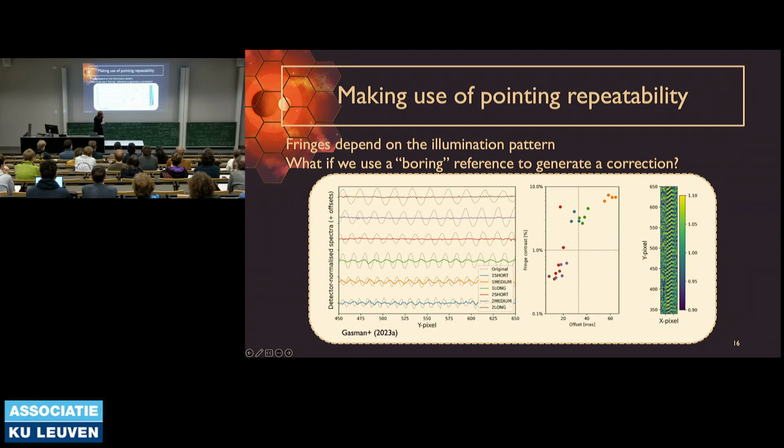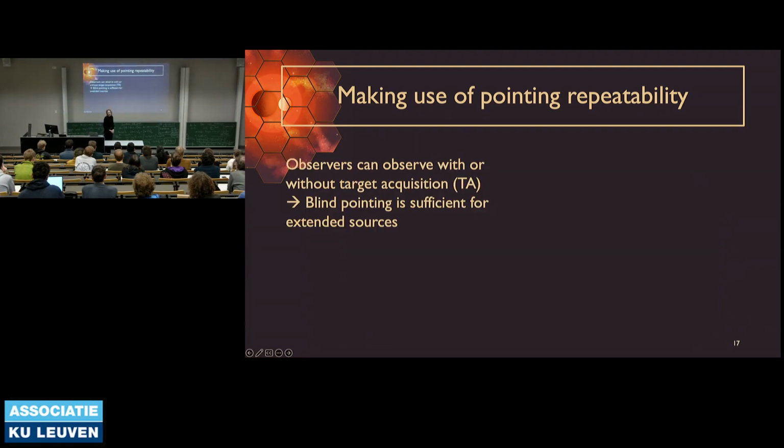This, by the way, is what the fringes look like if you just look on the detector at the different contrast, and it's kind of like a zebra pattern situation. If this was an extended flat source, this would be straight lines. So this also shows the phase difference. So this is how we would make use of the pointing repeatability. But even with target acquisition, which is not necessary usually for extended sources, blind pointing is fine as long as you fill in your coordinates correctly. But we do need this pointing repeatability to be able to use this fringe correction.